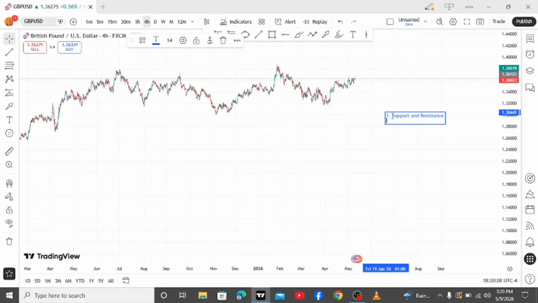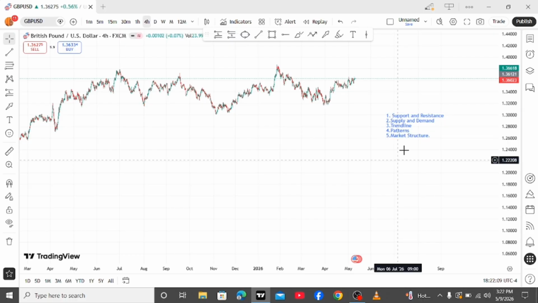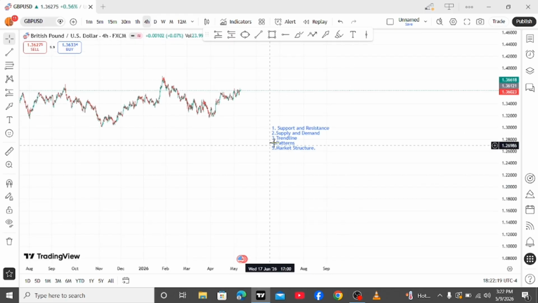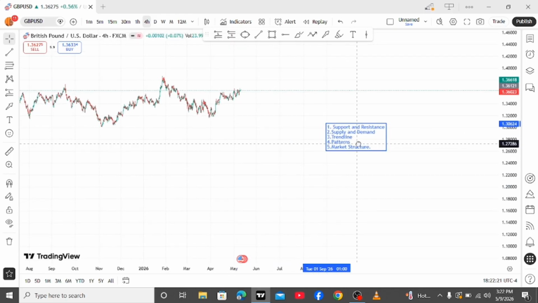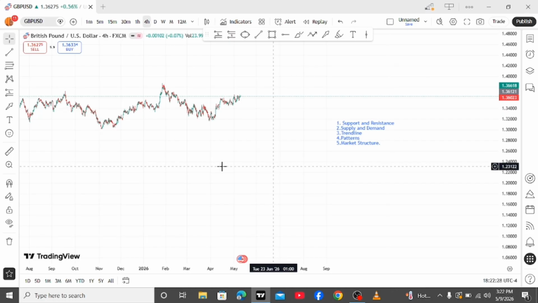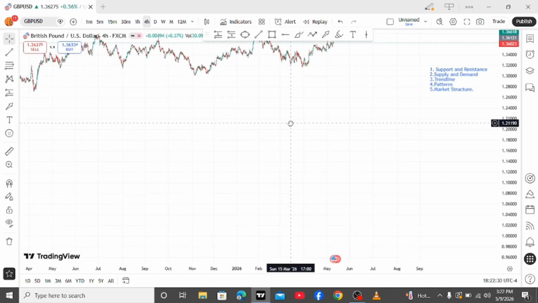Then we have supply and demand. Then we have trend line. And we have patterns. And we have market structure. So as a beginner trader, these are the strategies you ought to know. So first off, I'll be explaining support and resistance.